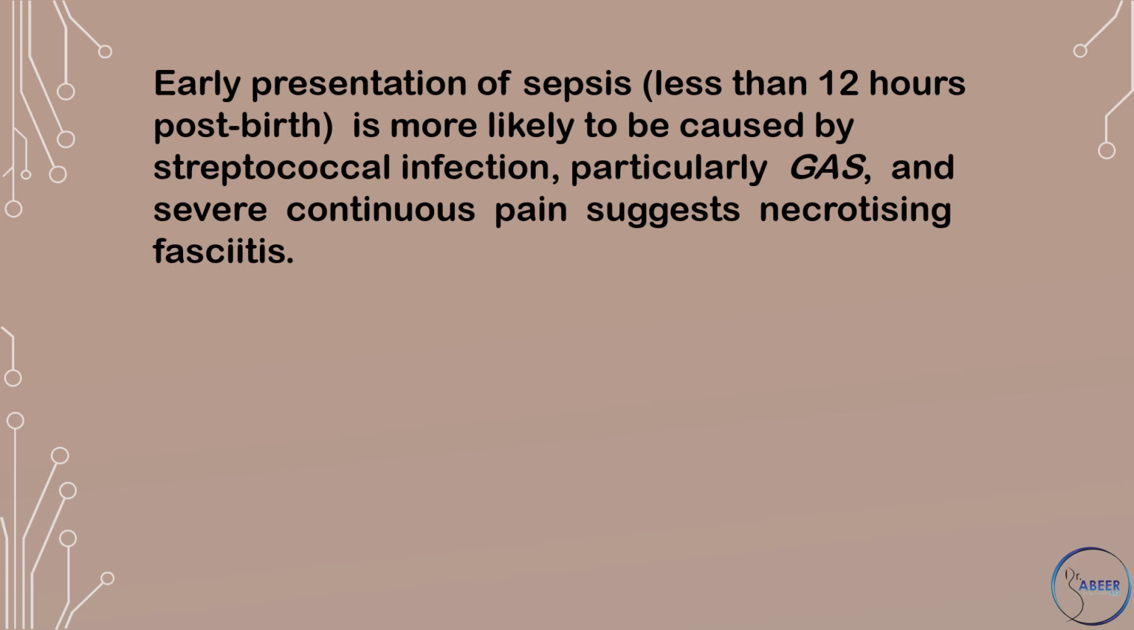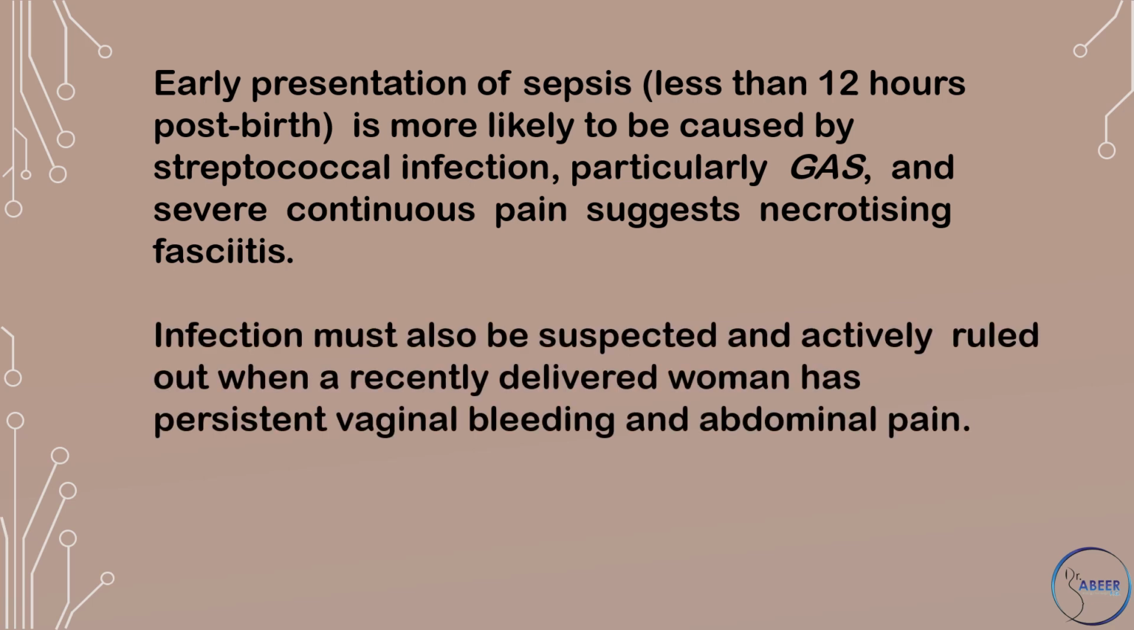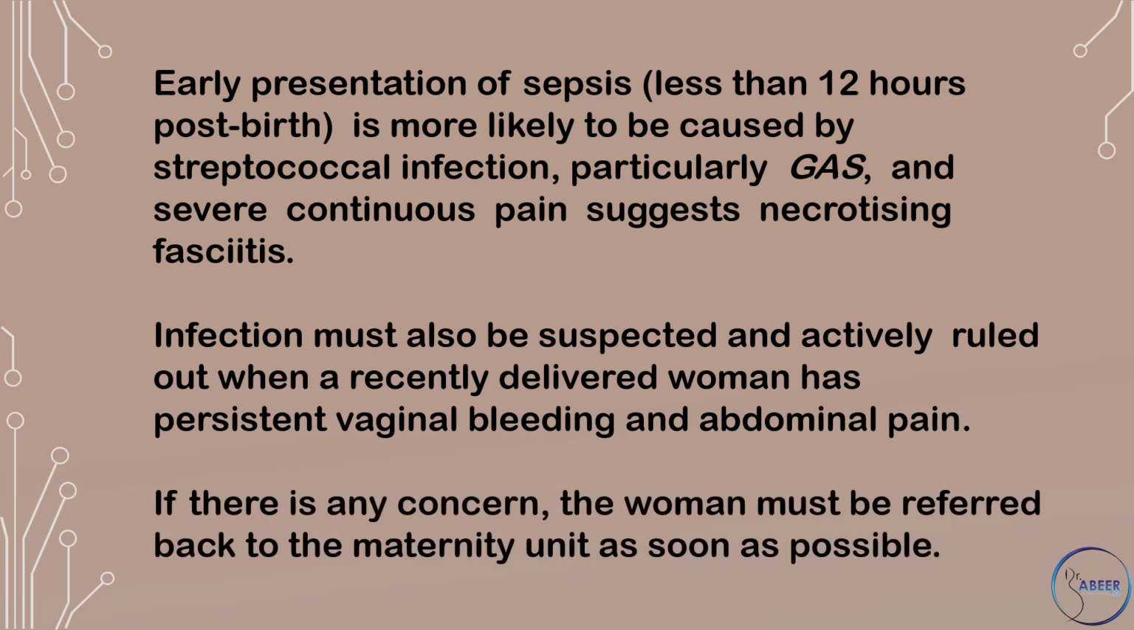Early presentation of sepsis, less than 12 hours post-birth, is more likely to be caused by streptococcal infection, particularly group A streptococcus, and severe continuous pain suggests necrotizing fasciitis. Infection must also be suspected and actively ruled out when a recently delivered woman has persistent vaginal bleeding and abdominal pain. If there is any concern, the woman must be referred back to the maternity unit as soon as possible.